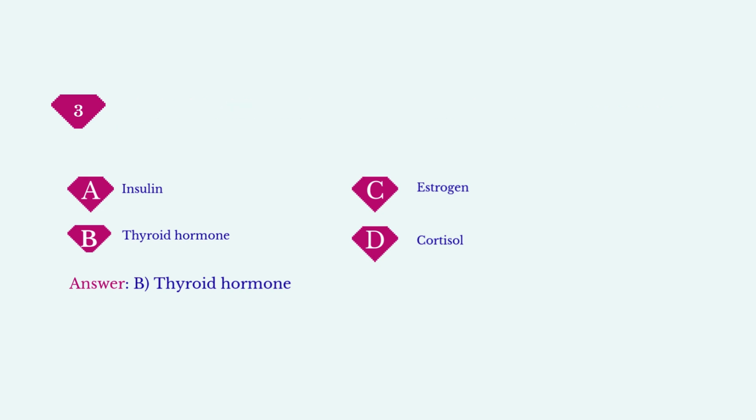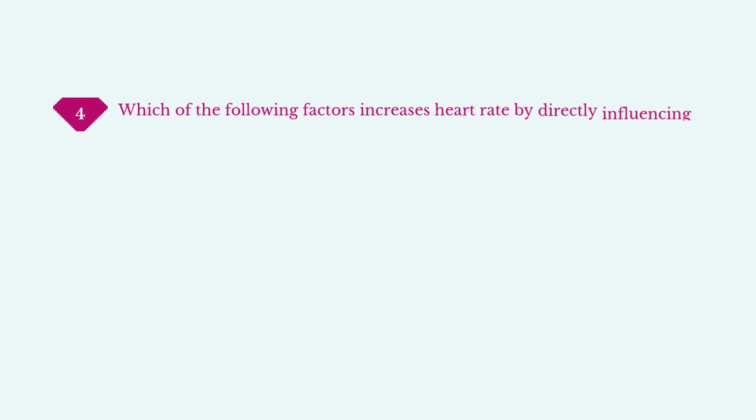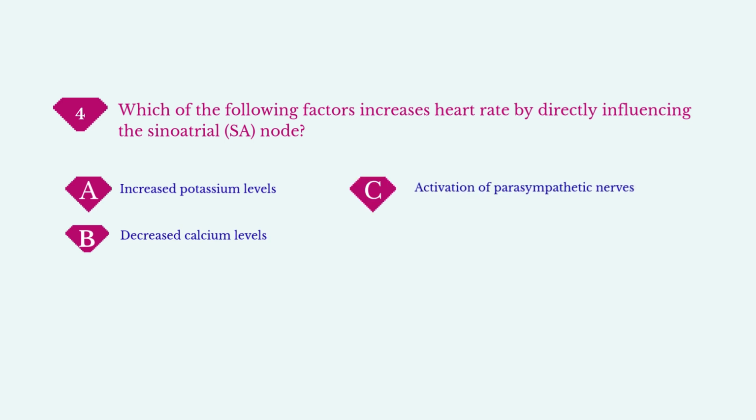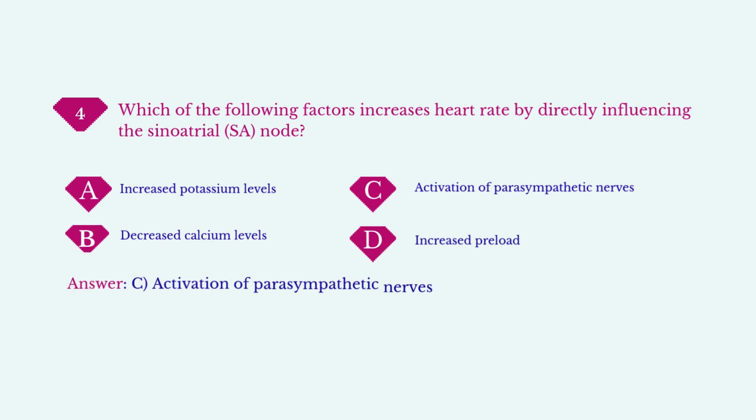Thyroid hormone. Which of the following factors increases heart rate by directly influencing the sinoatrial (SA) node? A. Increased potassium levels. B. Decreased calcium levels. C. Activation of parasympathetic nerves. D. Increased preload. Answer: C.